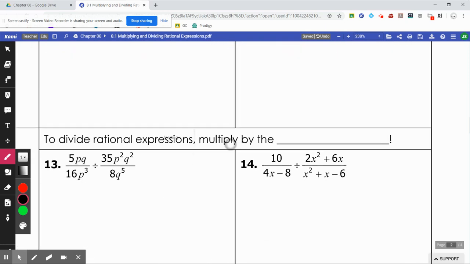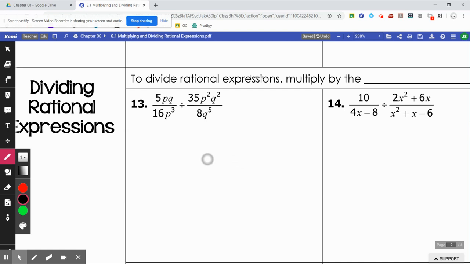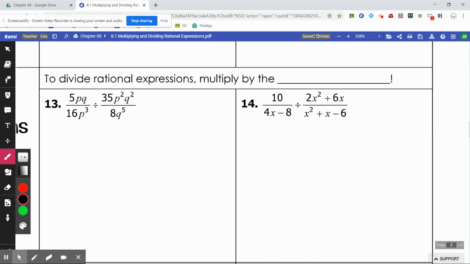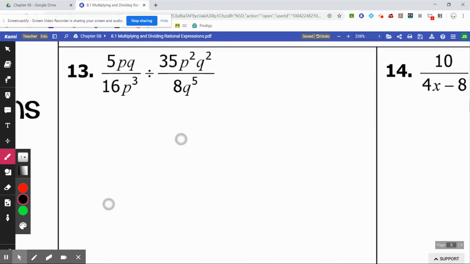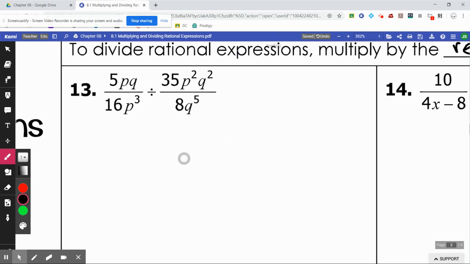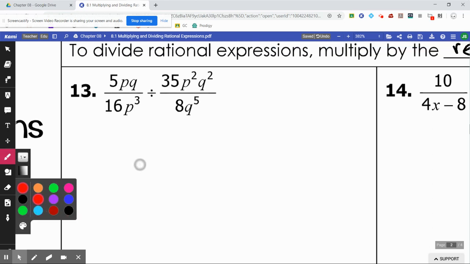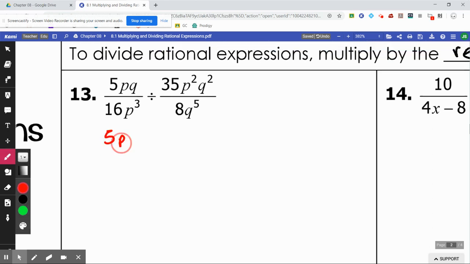Okay, next up we're going to be dividing these. Now if you don't remember how to divide fractions, to divide two fractions you flip and multiply, or you multiply by the reciprocal. So all we have to do, there's one extra step, you have to flip the second one and multiply. So what I'm going to do, you can factor first if you'd like to. Now these don't have to be factored because they're monomials, but you simply do 5pq over 16p to the third times the reciprocal, which would be 8q to the fifth over 35p squared q squared. Flip and multiply, that's it.